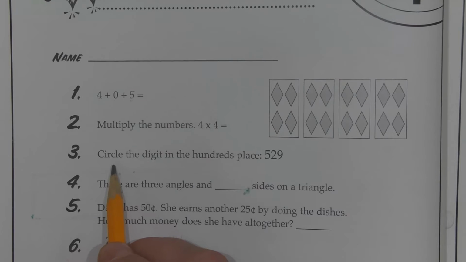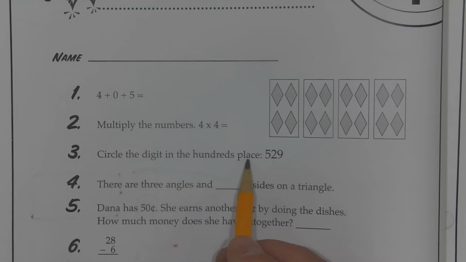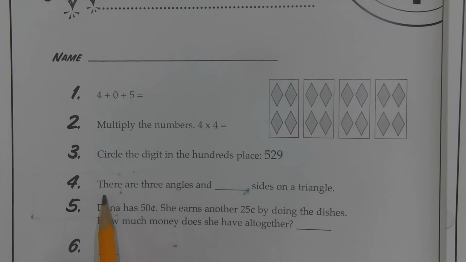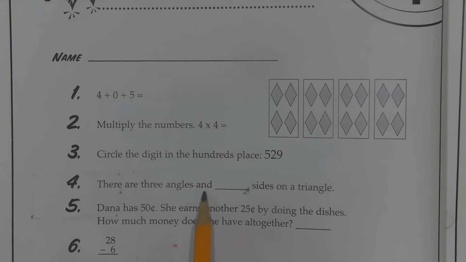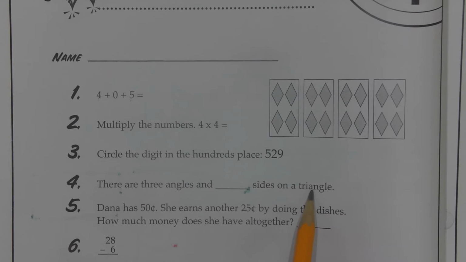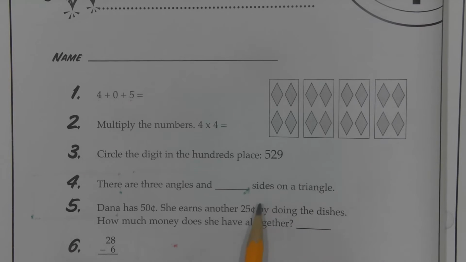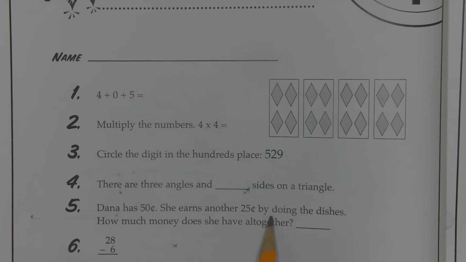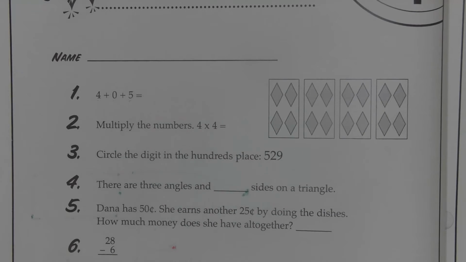Number 3, circle the digit in the hundreds place. Number 4, there are 3 angles and how many sides on a triangle. Okay? And then the last one, Dana has 50 cents. She earns another 25 cents by doing the dishes. How much money does she have altogether? So go ahead and pause your video and solve those, and then come back for a brief explanation in the answers, and we'll move on to 6 through 10.